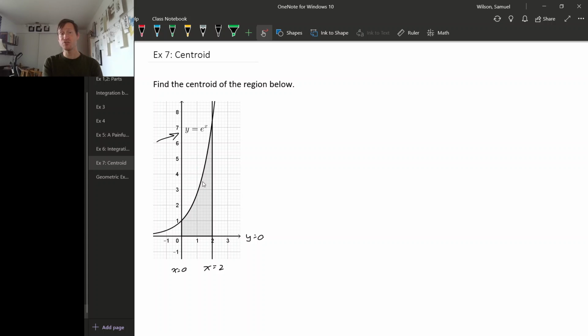So to find the centroid, we need to find the mass, the moment about the y-axis, and the moment about the x-axis. So three different integrals to do. For the mass, remember for centroid, if your density is constant, the centroid is the same as the center of mass.